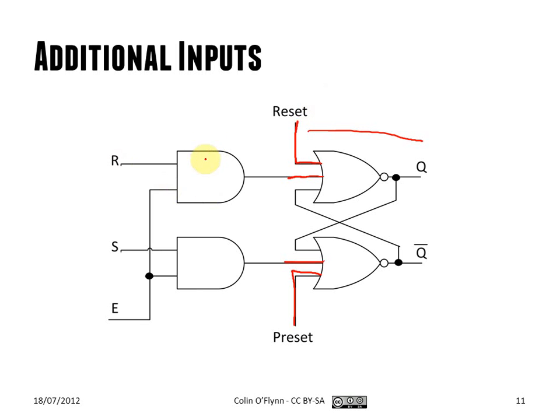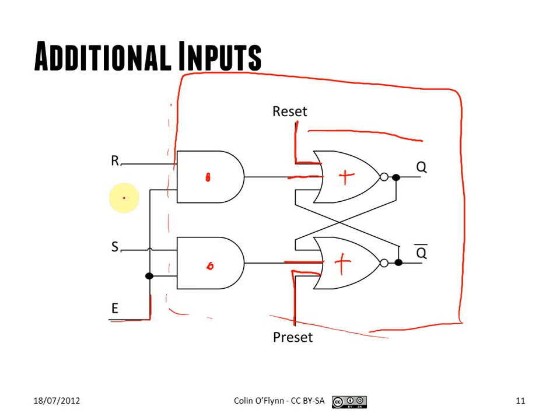But we also add some inputs with an enable pin here. So we have these AND gates added. And what these do is that these external RS inputs are only taken into account when the E pin is high. So if the E pin is low, the output is just held at the same state. Because if E is equal to zero, obviously this output goes to zero, this output goes to zero. As we saw before, for zero, zero, assuming the reset and preset aren't used, the output stays the same.